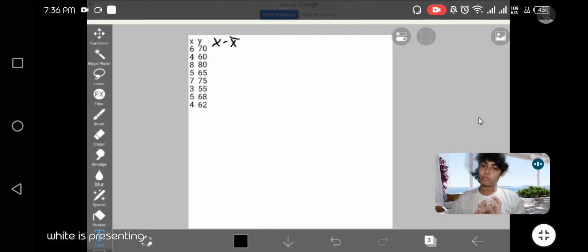But before we are able to find X bar, we need to add all of the X and divide it by 8, or however many students have been recorded. So let's add 6 plus 6 plus 4 plus 8 plus 7 plus 5 plus 7 plus 3 plus 5 plus 4, which is equal to 42. Then divide by 8, which is equal to 5.25.